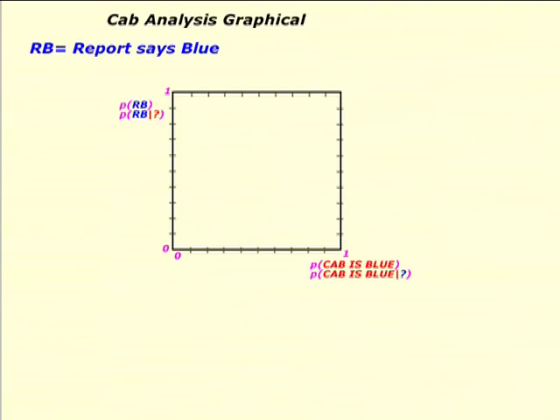So another way you could think about it is to use this little graphical approach. You could say, well, okay, the cab is blue, the witness report is blue, probabilities of these things, uncertainties, go from 0 to 1, 0 to 1. So we make a little box, okay? You could have them flipped around another way, but this is just one way of looking at it.